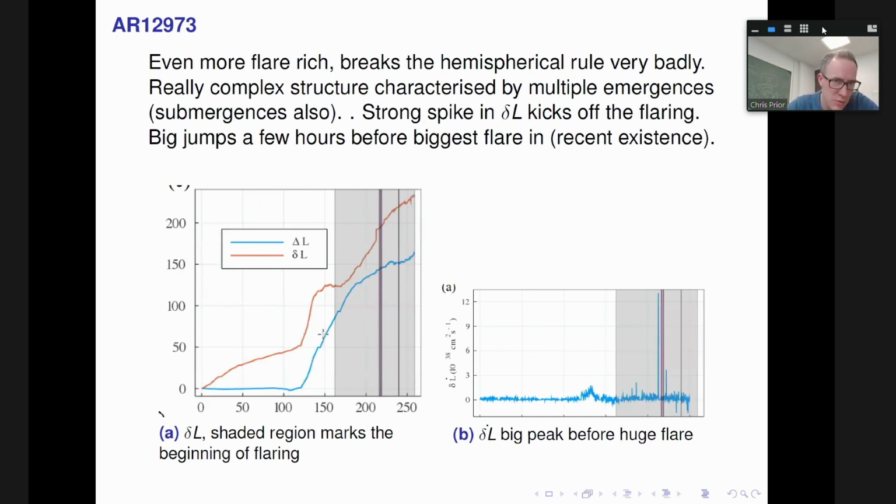This is in a second region, 12673, which had an X10 flare. You see the same rise. And what I want to very briefly point out is there's this massive jump in this winding quantity just before this big X-class flare.